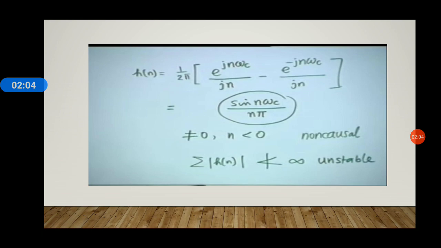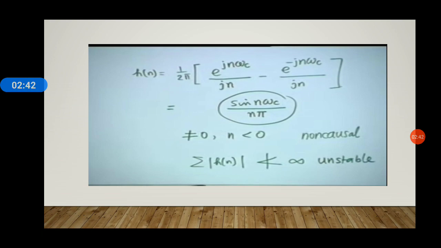So if we perform the inverse DTFT, we find the value of h[n] would be sin(n omega c) by n pi, which is not equal to 0 for n less than 0. That means the magnitude of h[n] is not equal to 0 for n less than 0. That means it is a non-causal signal. And as mentioned in the topic of signals and systems, we all know that a non-causal system is not a practical system. It can exist theoretically only.